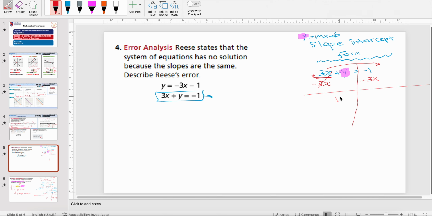So y will equal to negative. I can't combine them because they are unlike terms, so I just leave them as they are. -3x, -1. I rewrote my problem as y equals mx plus b. So the equation, I wrote it as y equals -3x minus 1. It's still the same equation. I only moved this term to the other side.